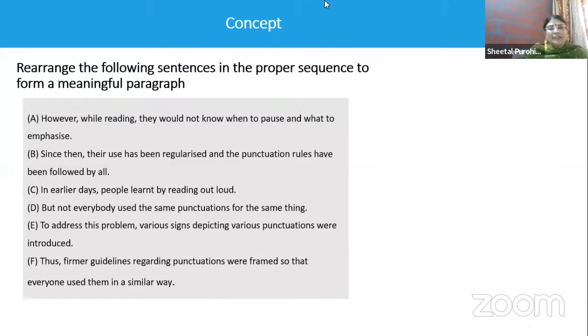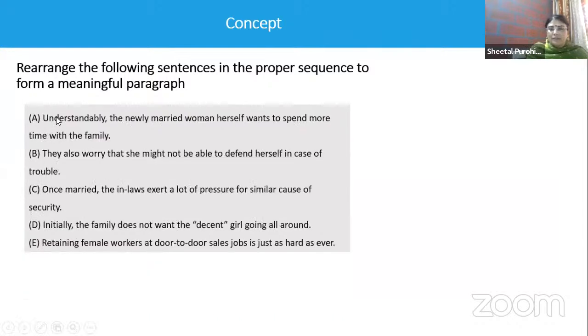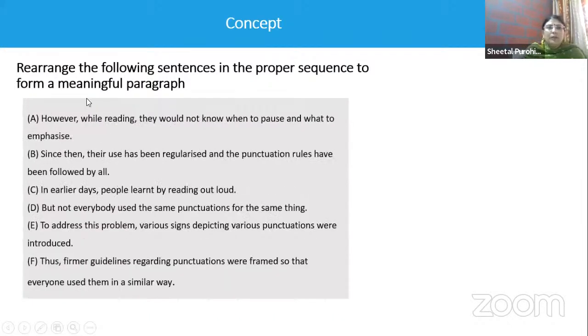Now, look at the sentences. It says, however. You cannot start a sentence with the however because it's a contrast, right? The first sentence has to introduce certain things, right? A topic has to be introduced. Then, since then, again, it is talking about the reference. Since when? Then should refer to something, right? So, B also cannot be there.